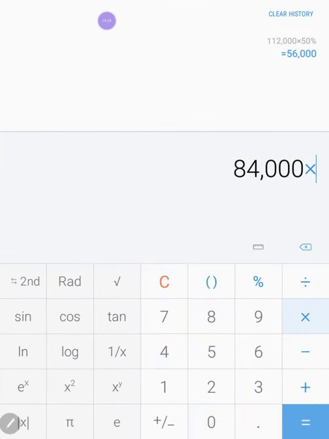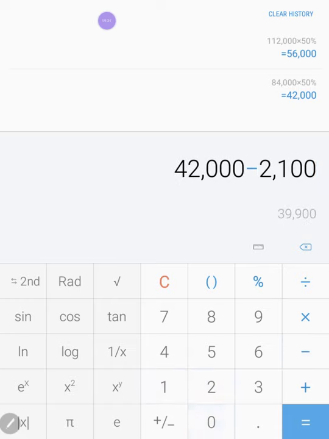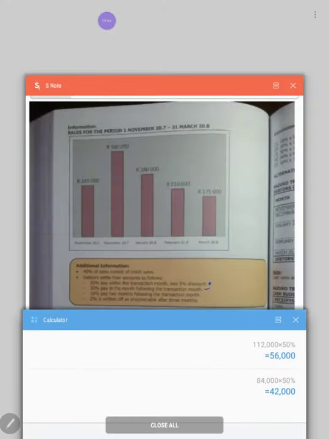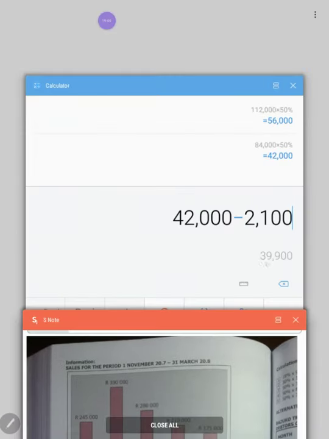We're going to work out what is 50% of that. So we're going to be receiving 42,000 from our debtors in the very same month. But remember, we have to work out the 5% discount. So 5% of 42,000 is 2,100. You have to subtract that 2,100 in order to figure out what is the actual amount in cash we will be receiving in February for February credit sales. And we worked it out to be 39,900, as you can see.